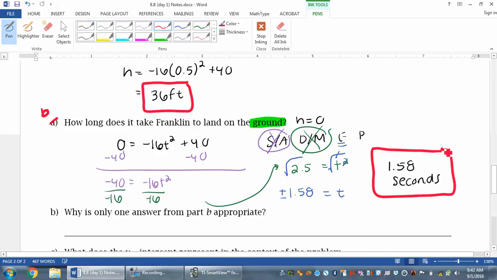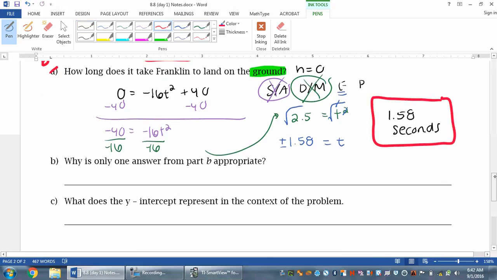And why do we only choose the positive? So the next part, why is only one of the answers appropriate? Because time cannot be negative.